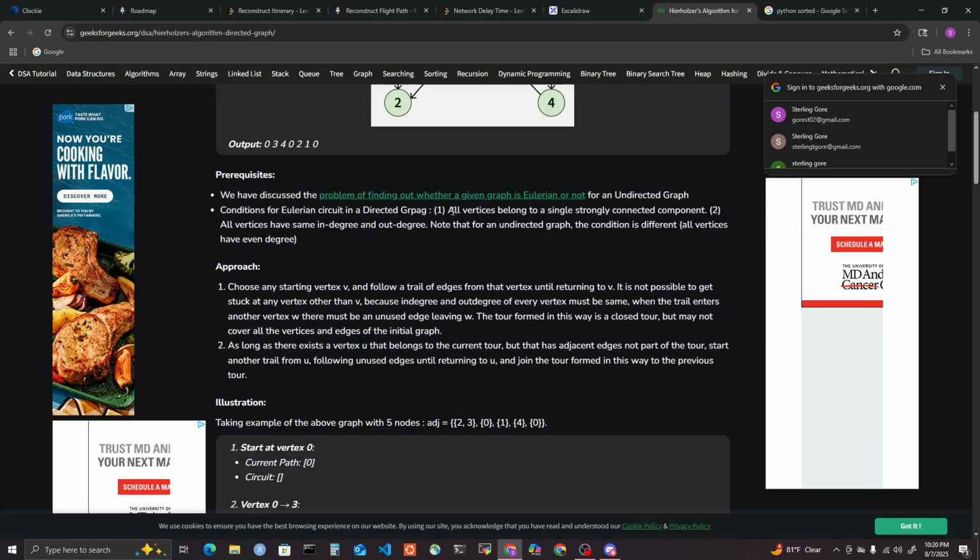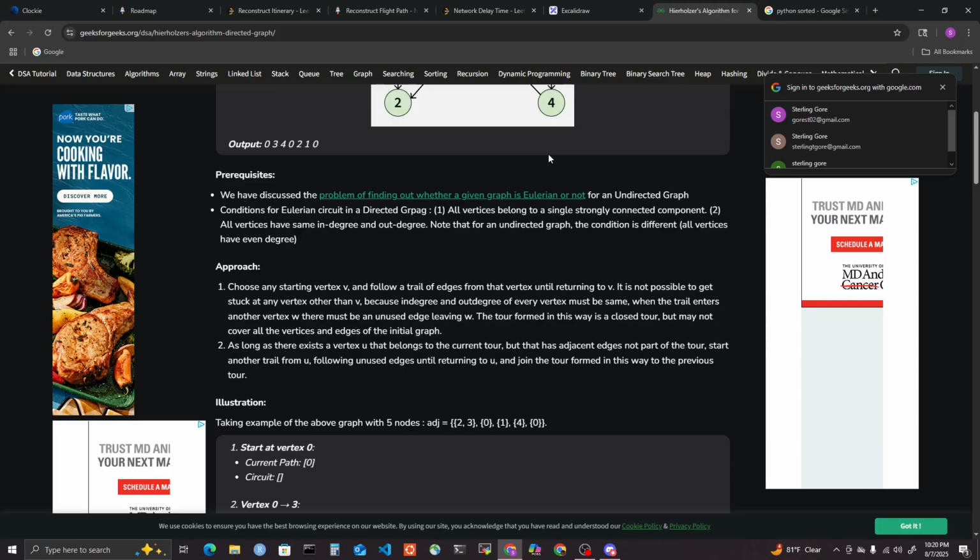Choose any starting vertex V and follow a trail of edges from that vertex until returning to V. It is not possible to get stuck at any vertex other than V because in degree and out degree of every vertex must be the same.